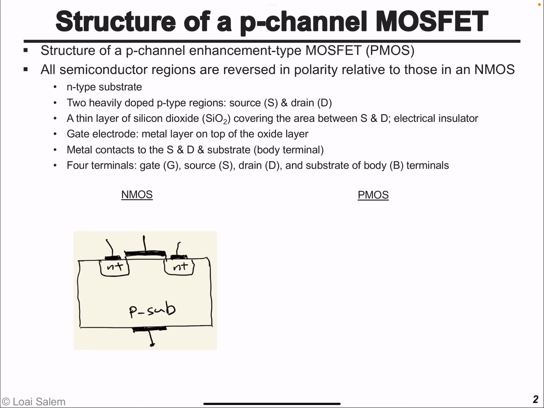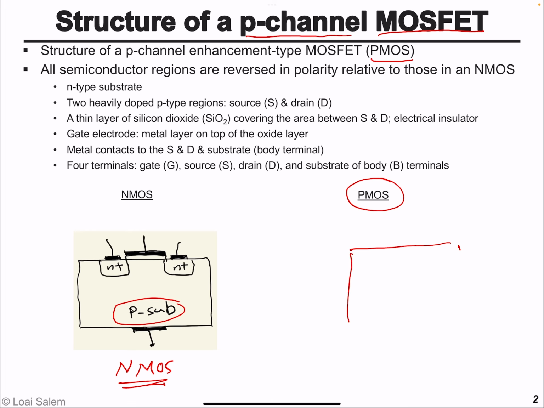In this video, we'll learn about the structure of a p-channel MOSFET, or what we call a PMOS transistor. So we know the structure of an NMOS transistor. The structure of a PMOS transistor is exactly the same. However, all we need to do is reverse the polarity of the different semiconductor regions in the NMOS transistor. So, for example, instead of using a p-type substrate in an NMOS, in a PMOS, we are going to use an n-type substrate.